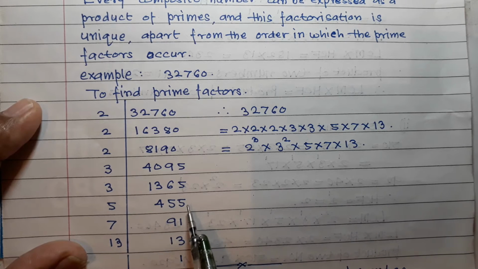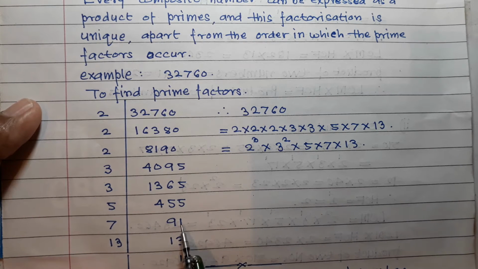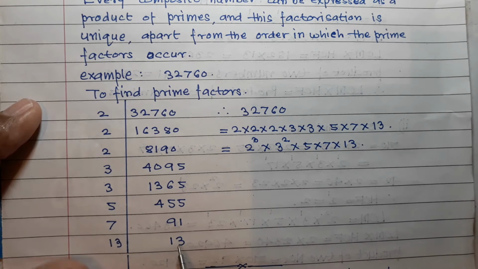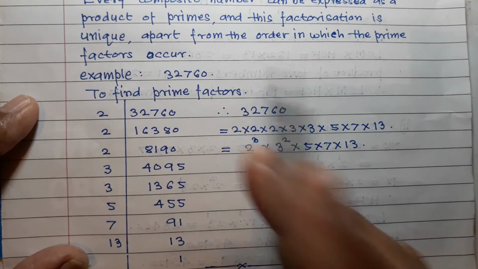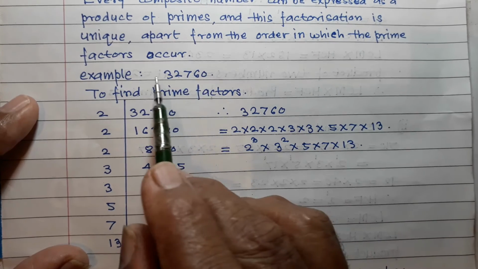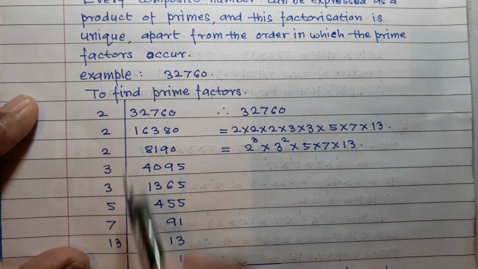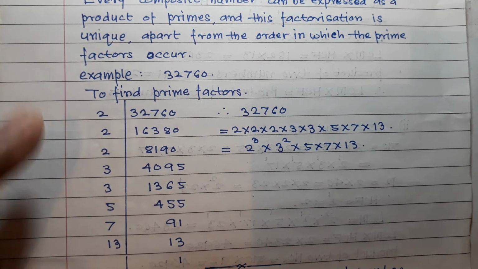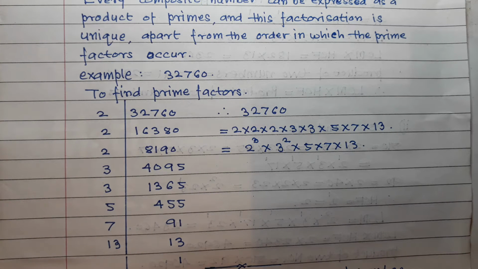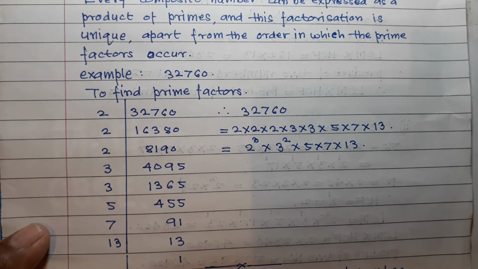So I divide by 5, I will get 91. 91 is again divisible by 7. So 7, and now this 13 is a prime last. It is divisible by 1 only. So all these are prime factors of this number. So you can represent this number in the form of prime factors, and this is unique. Order may be different; order is immaterial.